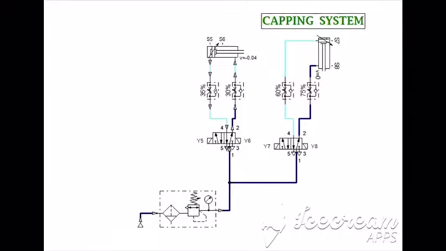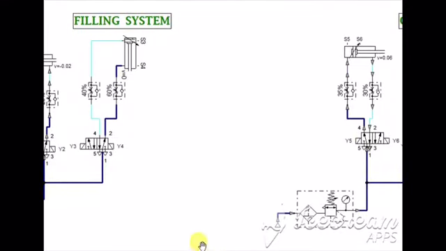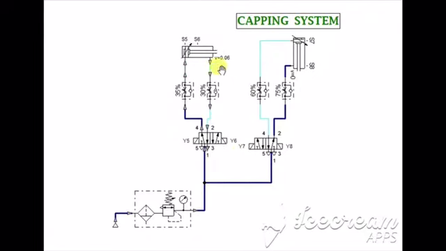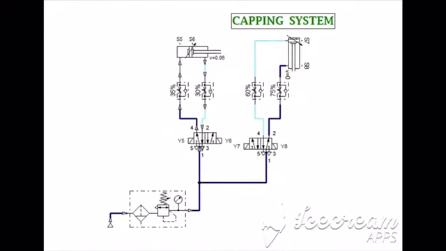Cylinder S4 in filling system will trigger the solenoid valve Y5 and will flow to the cylinder S5 and to the cylinder X6 to transport the bottle for the capping process. And then cylinder X6 will trigger Y7. After that, cylinder S7 will extend and do the capping process. Next, cylinder S8 continues to the next process, which is the labeling process.